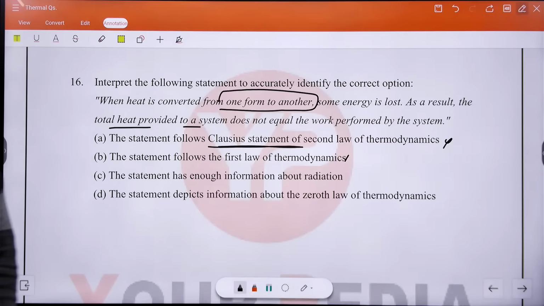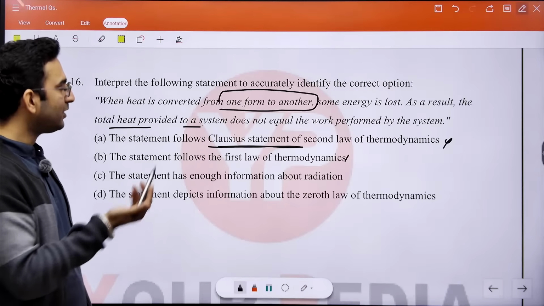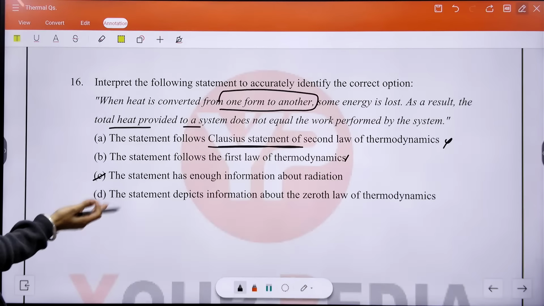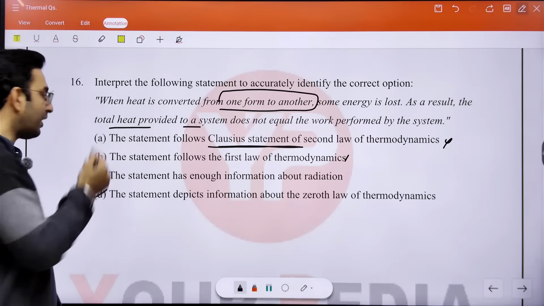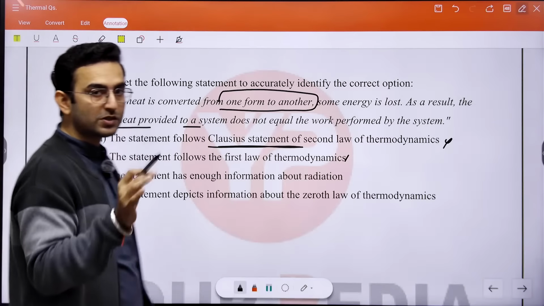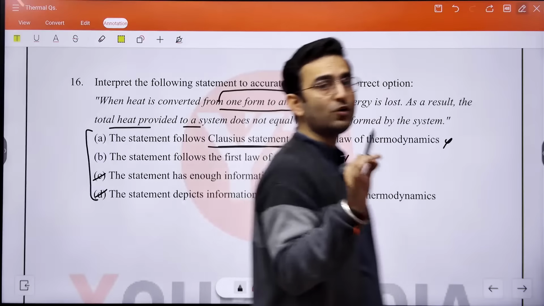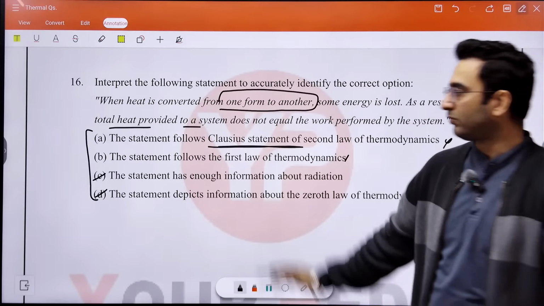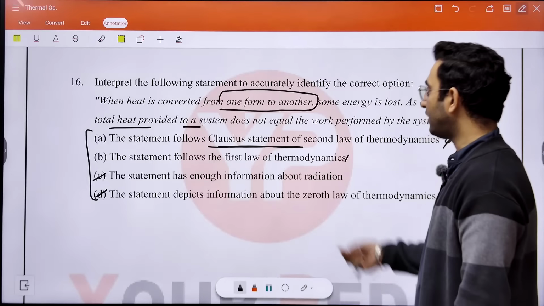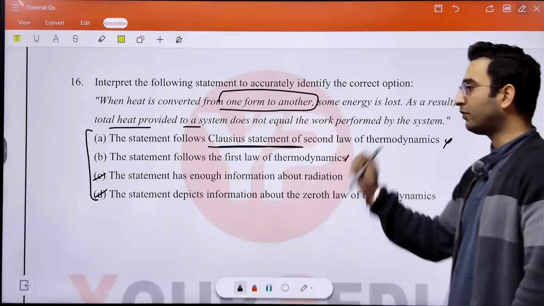Next, the statement has enough information about radiation. Irrelevant option is given. The statement depicts information about the zero law of thermodynamics. It is also irrelevant. Okay, so this question is basically wrong here. None of the options is correct here. You can mark this type of question as an objection. Okay. So I can say all options are incorrect here in this case. It is following the Kelvin-Planck statement of the second law of thermodynamics here.